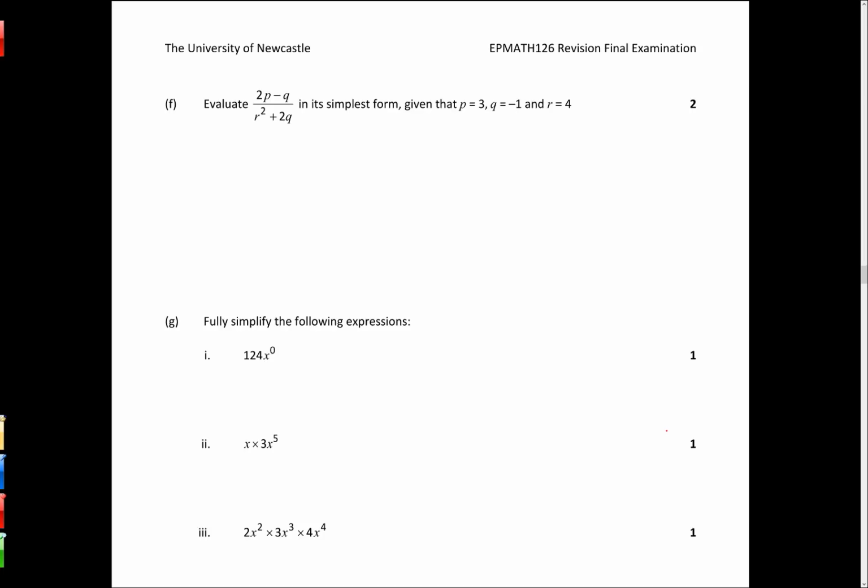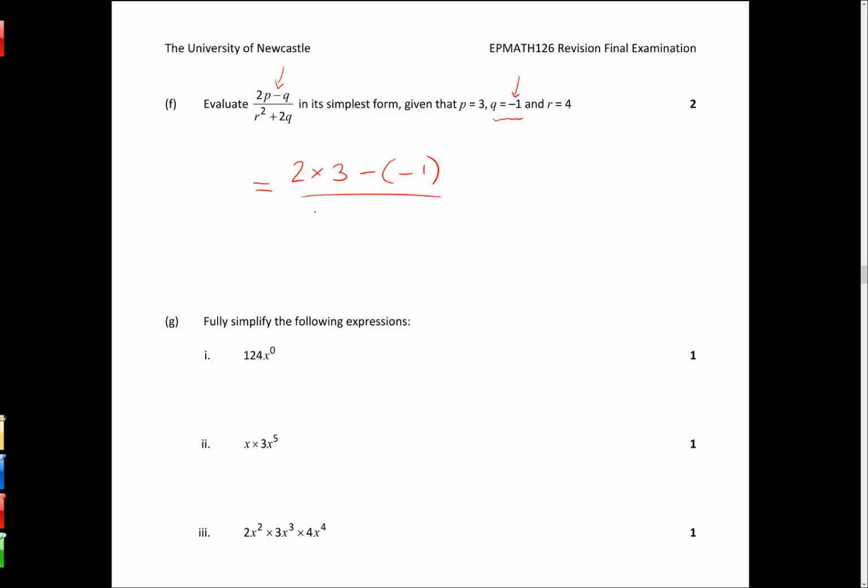Now we've got a substitution, which always is the troublemaker, so make sure that we sub any negatives in brackets. It may or may not matter, but sometimes it does, so I'm always going to do it. 2p means 2 times p, and p is 3. Minus, and q is minus 1. Now, it technically didn't matter, but it helps me see that I've got 2 minuses there. There's a minus here, there's a minus attached to the q. It's going to be a plus soon.